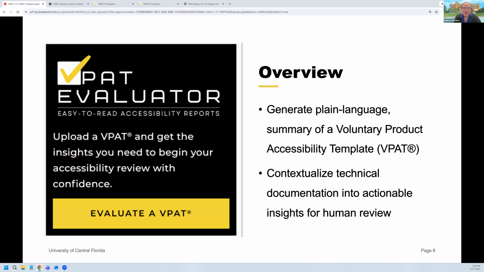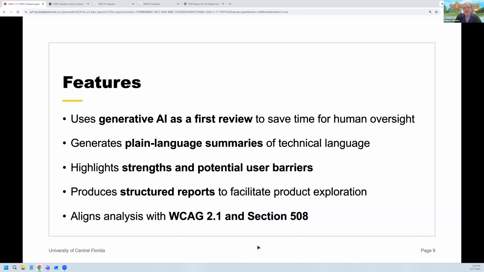So, an overview. Our product is called the VPAT Evaluator. It generates plain text summaries of the voluntary product accessibility template, which contextualize the technical documentation into actionable insights for human review. The features that we've developed use generative AI as that first review to save time for human oversight. We're generating plain text summaries of technical language, so if you see a report, it'll tell you in plain text what that means. We're going to highlight strengths, but also highlight potential user barriers. And we're producing structured reports to facilitate product exploration. We're aligning with WCAG 2.1 and Section 508, with a roadmap for pushing that to 2.2 in the very near future.